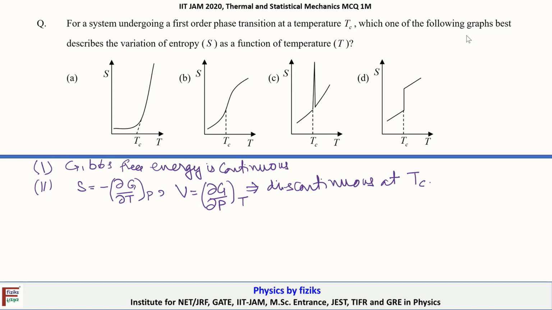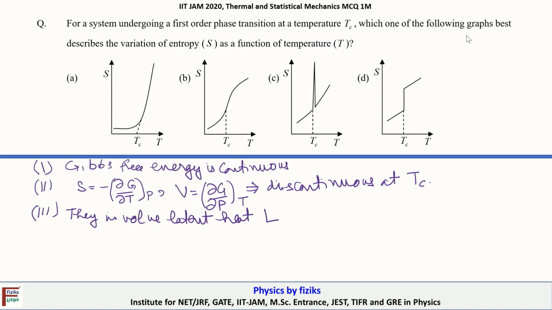The third important point related to the first order transition is that they involve latent heat, which we call L. The question given here is related to this third case. Because it's a first order phase transition, the transition from one phase into another takes place at constant temperature.